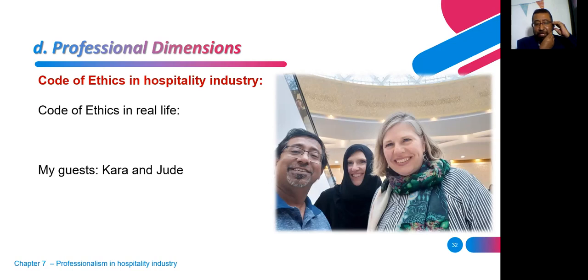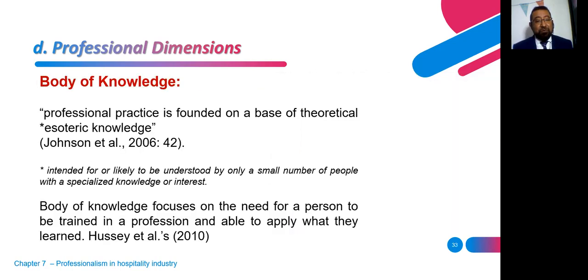I hope you understand now with this example. Let's move on to the body of knowledge. It is professional practice founded on a base of theoretical, historic knowledge. I put a star there so you can see the meaning: intended for, or likely to be understood by, only a small number of people with specialized knowledge or interest. Body of knowledge focuses on the need for a person to be trained in a profession and be able to apply what they learn. This is according to Hasse, 2010.